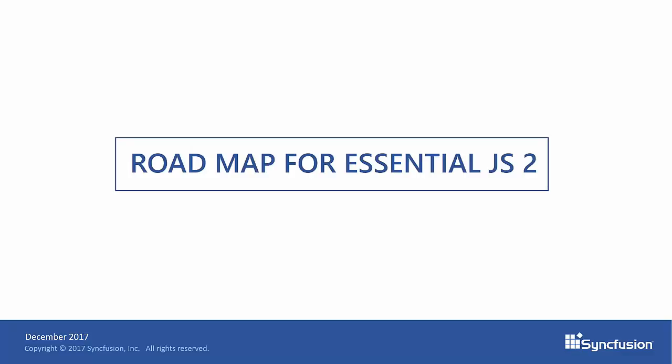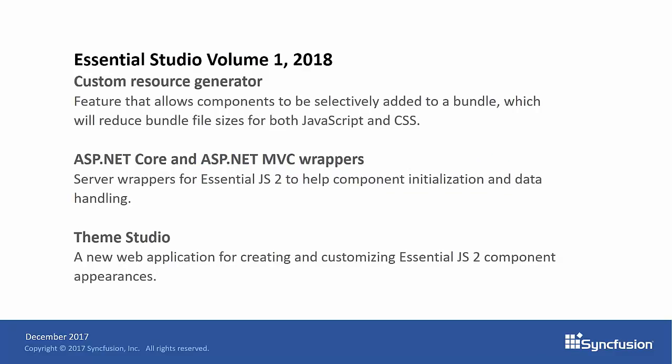Now, what's coming up in the next versions of our JavaScript 2 libraries? A couple of things. In January, we're going to give you a custom resource generator. You noticed when we did that npm install, there were a ton of files coming down. We're going to let you change that, so you only get down the actual bits you need. So it's a little bit smaller.